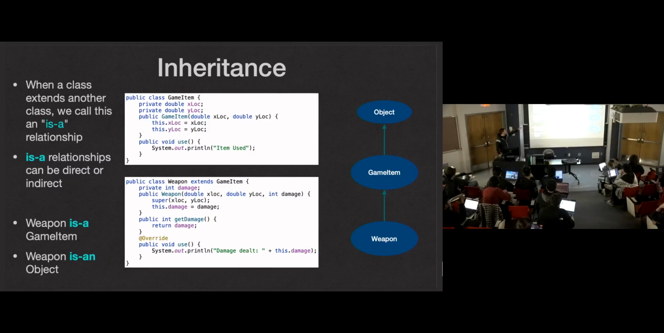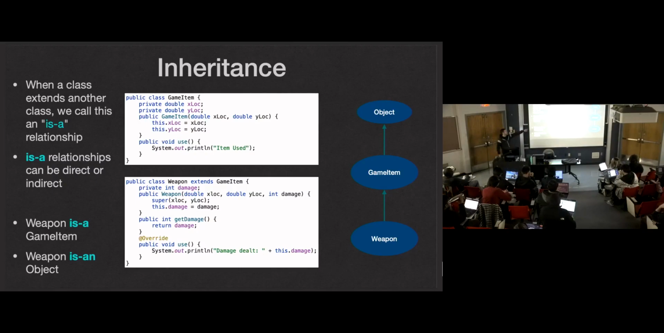Really is that type. So if I have an object of type weapon, that object is a weapon. That one should be pretty straightforward. But that object, in a very real sense, is a game item. That object is an object. This is a relationship. This happens every time we have inheritance, and this can be direct or indirect.